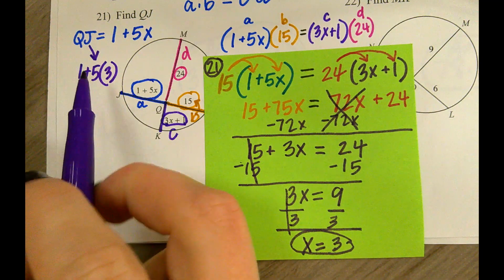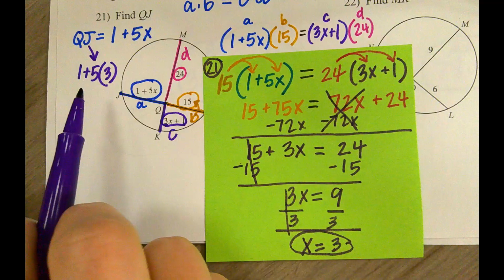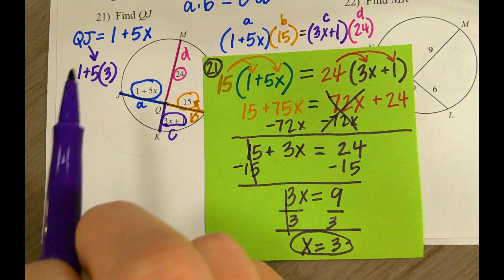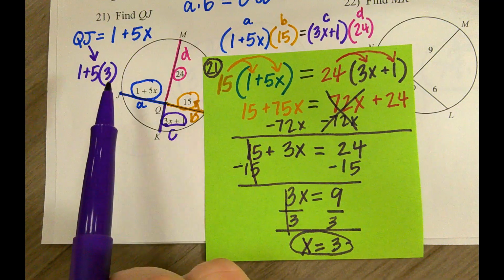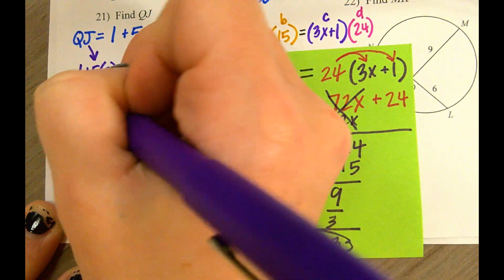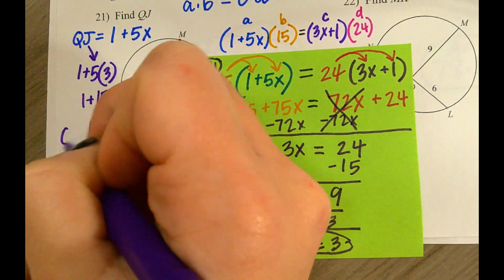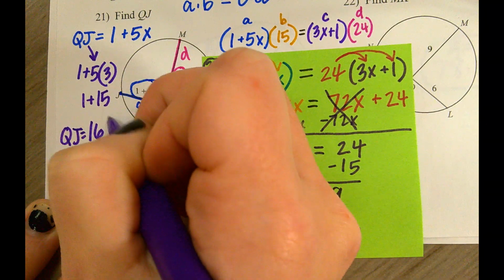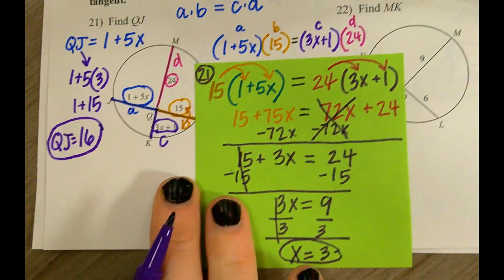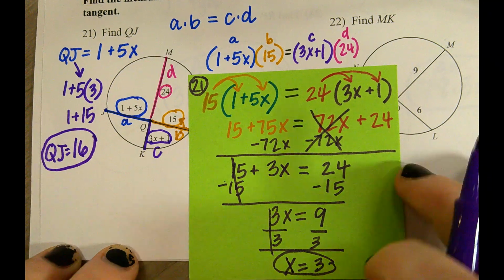And I do not want to see anybody do this. Do not do 1 plus 5 first. Order of operations. Multiply first. You will get the wrong answer. 5 times 3 is 15. Good. Bring down plus 1 and we get 16. QJ equals 16. That is number 21. Very nice.